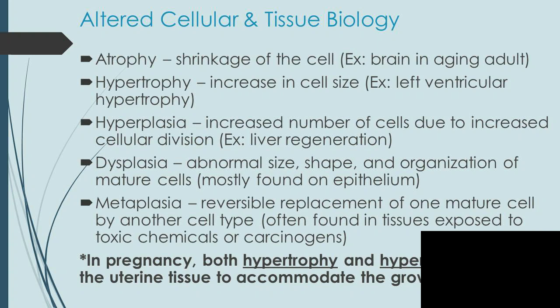Dysplasia is when there's an abnormal size, shape, and organization of mature cells. This is found on the epithelium in different types of spots on the skin. And then metaplasia, reversible replacement of one mature cell by another cell type, often found in tissues exposed to toxic chemicals or carcinogens. Interestingly, in pregnancy, both hypertrophy and hyperplasia occur in uterine tissue to accommodate the growing fetus.